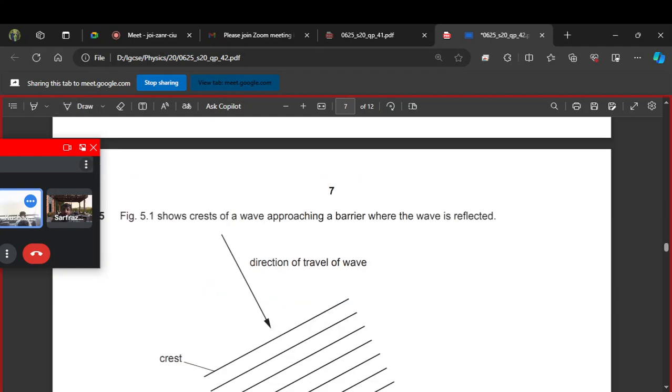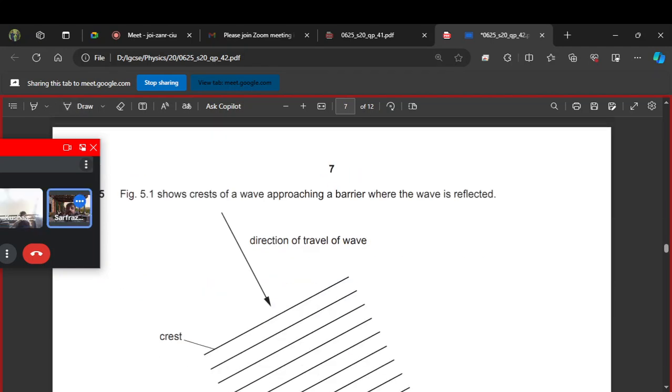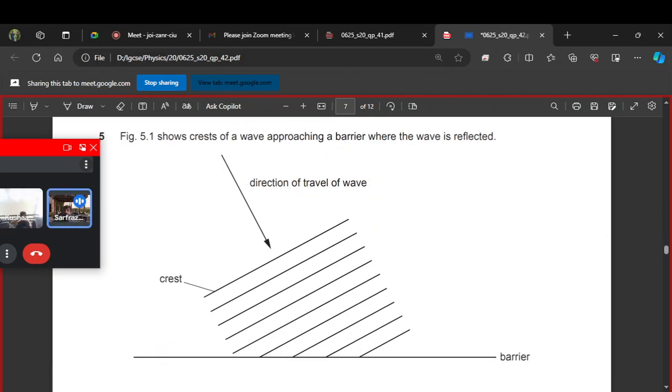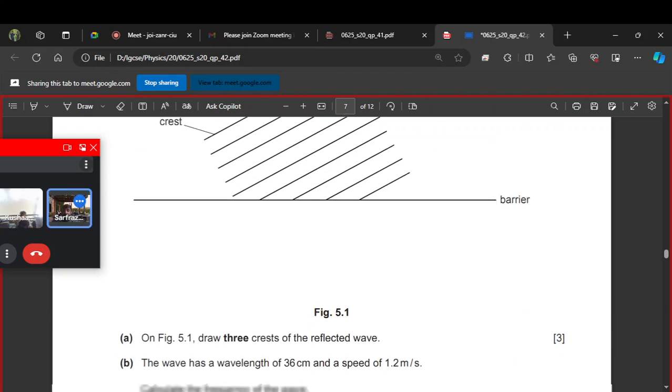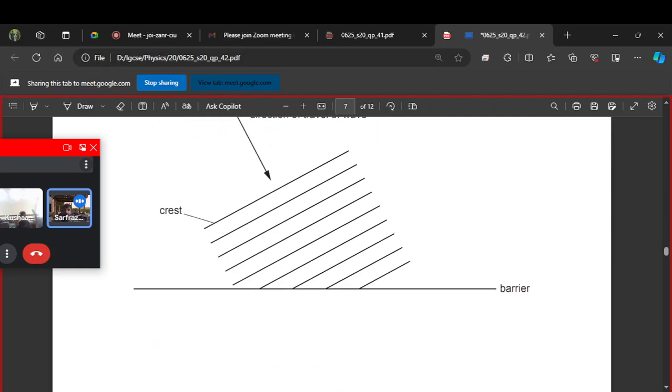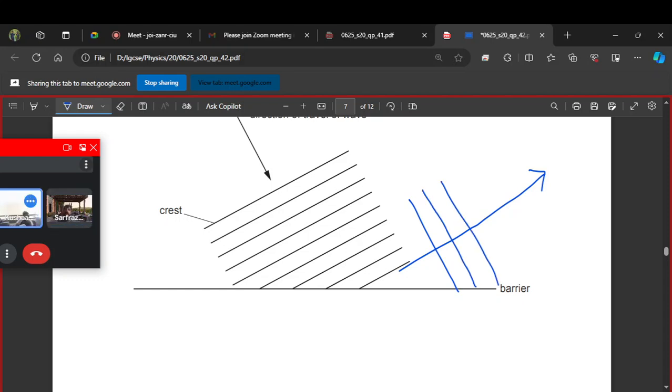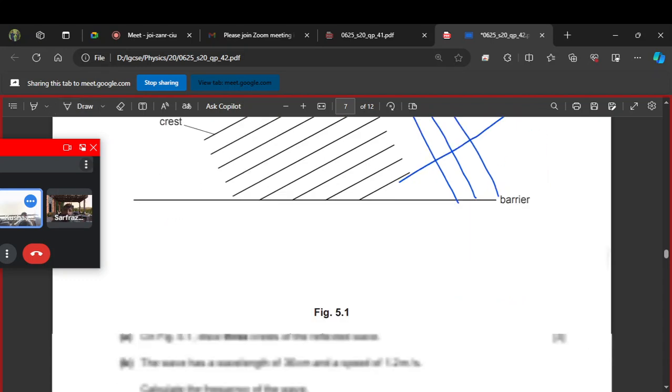Next question says that figure 5.1 shows a crest of the wave approaching a barrier where the wave is reflected. Here you can see a wave is approaching toward the barrier and it will be reflected. On figure 5.1, draw the three crests of the reflected wave. So it will be the same. They will be in this direction at 90 angle. So you can draw it in this way of same wavelength. Is it okay?